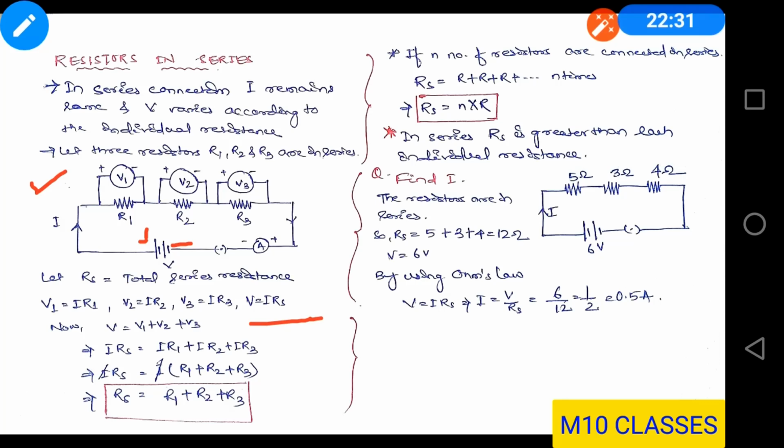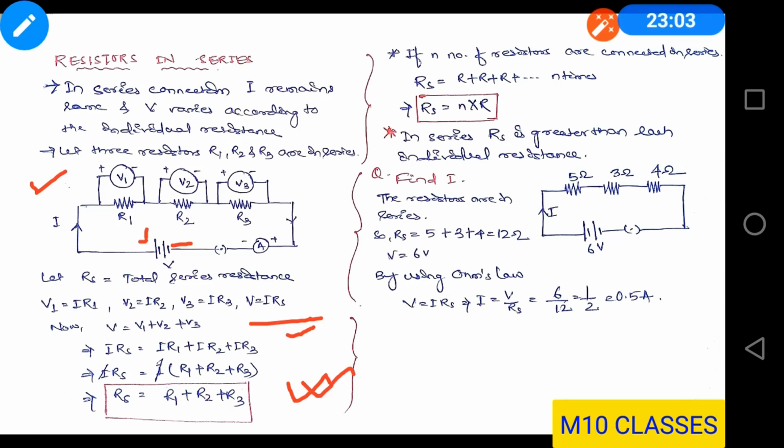Now in this total circuit, the potential source V is divided into V1, V2 and V3. So you can write V equals V1 plus V2 plus V3. Now put the values over here. So I Rs equals I R1 plus I R2 plus I R3. Now what is common here? I, that is current, is common. If we take it out and cancel it, you will get Rs equals R1 plus R2 plus R3.